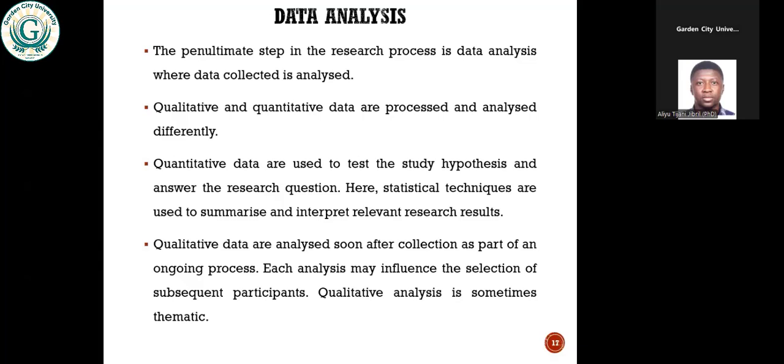So when we want to simply describe the data, you can go with the simple descriptive analysis. If we have two groups that we probably want to test, then we could go for the t-test, where we want to check the means between two groups.